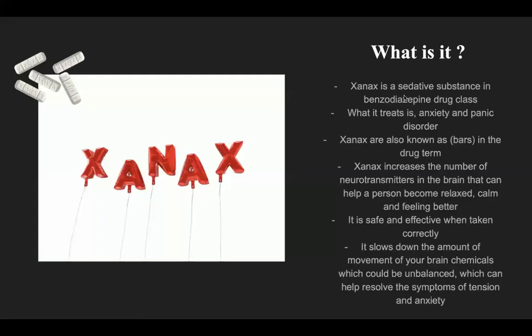So what is Xanax? Xanax is a sedative substance in the benzodiazepine drug class. What it treats is anxiety and panic disorder. Xanax is also known as bars in drug terms. Xanax increases the number of neurotransmitters in the brain that can help a person become relaxed, calm, and feel better. It is safe and effective when taken correctly. It slows down the movement of your brain chemicals, which can be unbalanced, which can help resolve the symptoms of tension and anxiety.